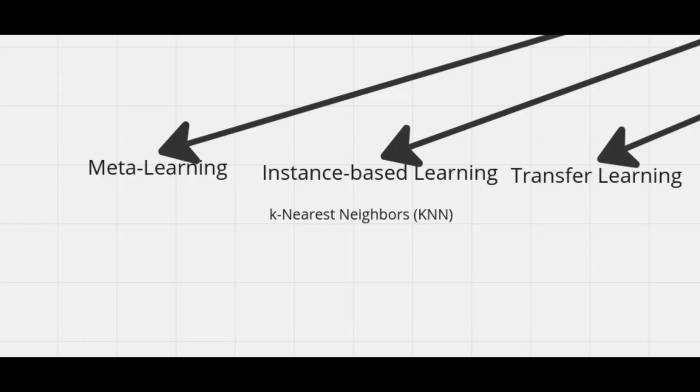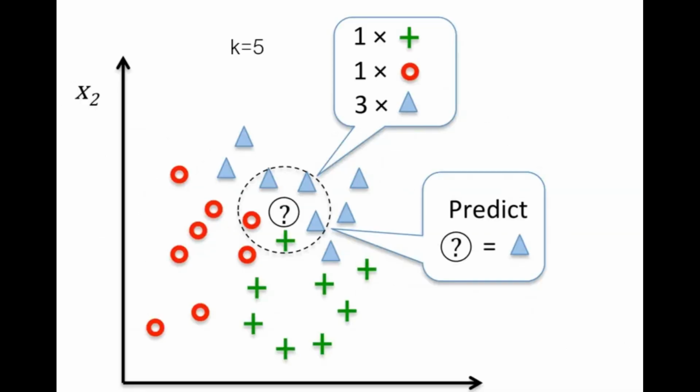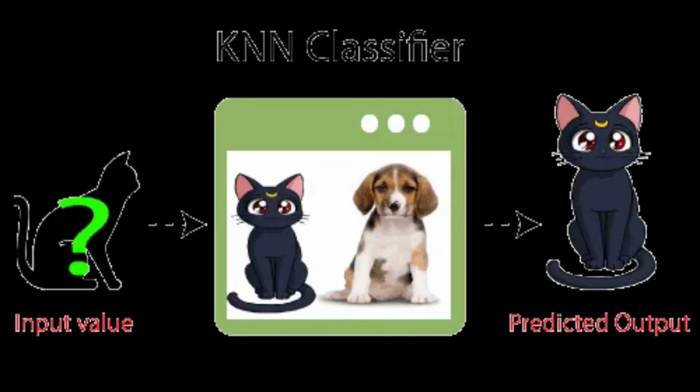Now we move towards instance based learning. It basically depends on making predictions based on the similarity of new data to the existing data. And the algorithm we use is k nearest neighbor, a classic instance based learning algorithm. It classifies new data based on the labels of its neighbors. Imagine classifying an animal picture based on the most similar picture in a labeled dataset.